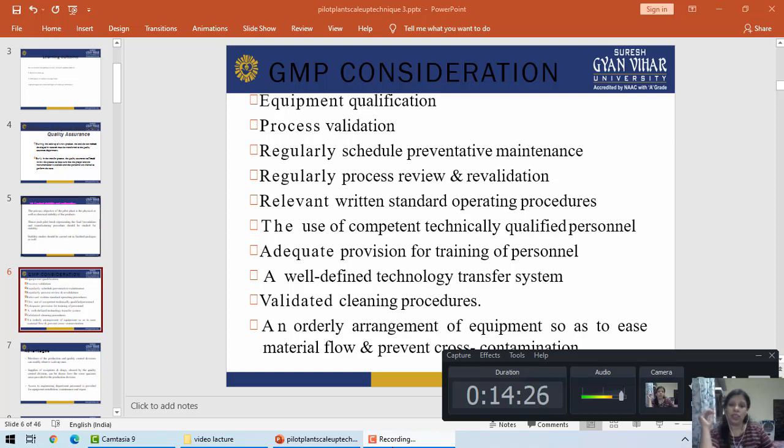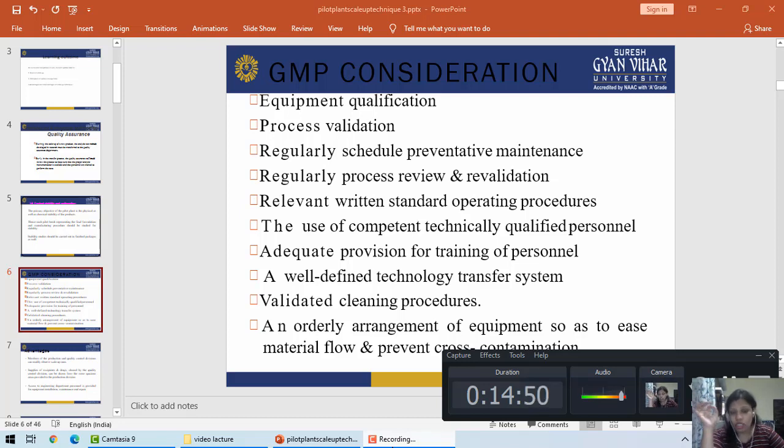Okay, now adequate provision of training of personnel. As per GMP, if the person is new in the company, or is new in any process, there should be some training program related to that work, which should be provided by the company as per the GMP.